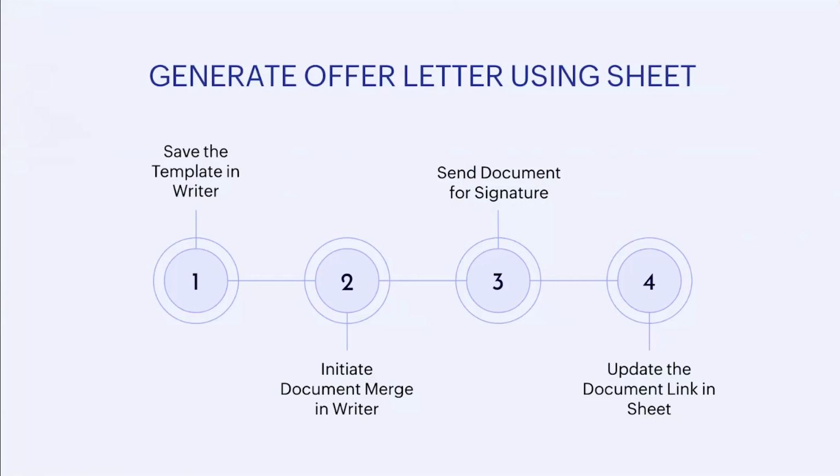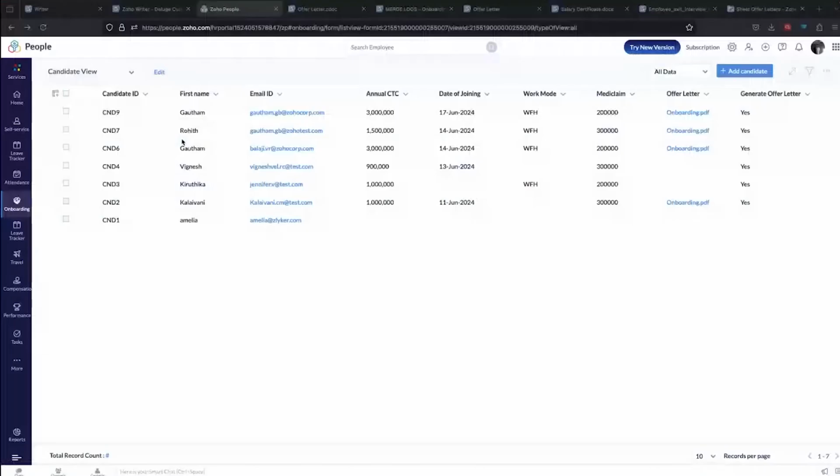And not only that, you can also send the document for signature, store the signed document, and then update the document link in the spreadsheet. So as you mentioned, I'll go ahead and show a demo on that. So here, this is the flow that we have planned for this specific use case. So you can save the template in Writer and initiate the document merge, send it for signing, and update the document link using custom functions.